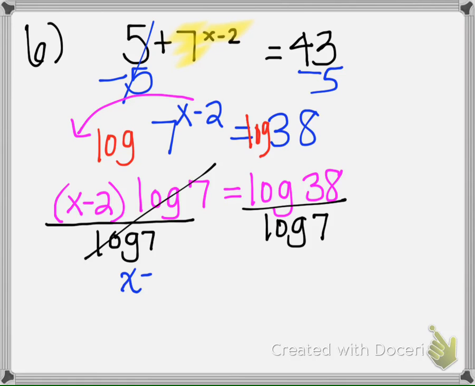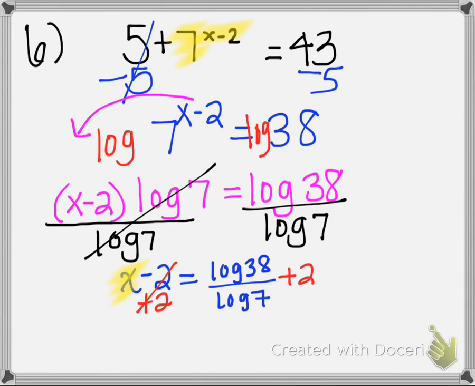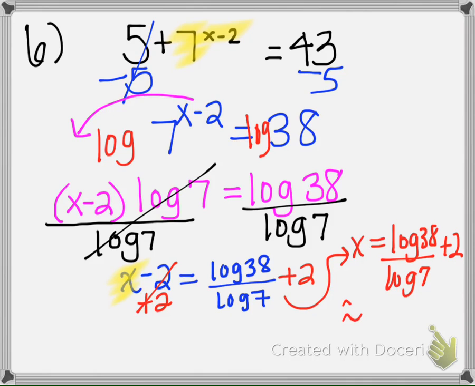Now we have x minus 2 on the left side. And our goal is to get the x by itself. So since it's x minus 2, we're going to go ahead and add 2 to both sides. So that gives us that x is equal to log 38 divided by log 7. So you would enter that in your calculator and then add 2 to that. And we should get about 3.87.